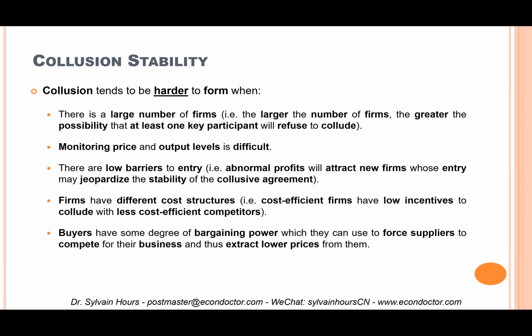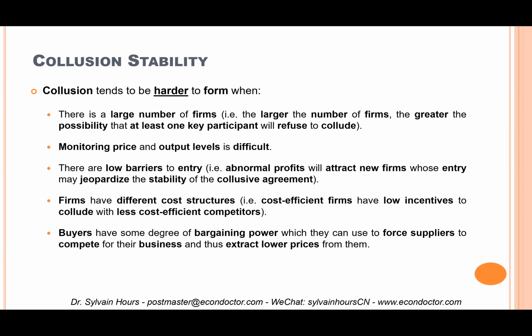Collusion could also be harder when monitoring price and output levels is difficult. Why? Because collusion is basically agreeing on what price we charge or what output we sell. But if you want to make collusion successful, you need to be able to make sure that the other firms have actually respected the agreement. If you agreed to set a price at $10 and to sell 20 units, you need to be able to check whether the other businesses have actually complied with the agreement. That's why you need to be able to monitor the price and output levels, to tell whether the other players have played by the rules or not.